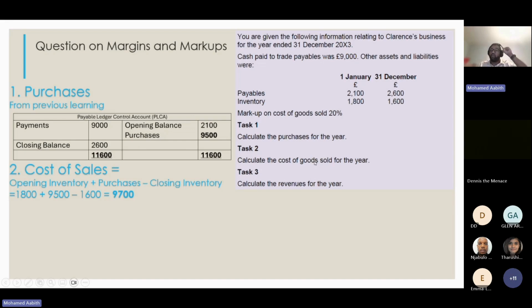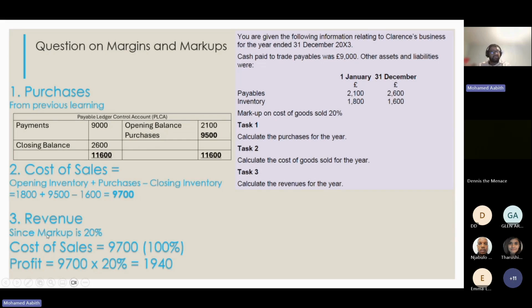Now rephrase it back. What we know about the sales revenue: it's going to be something we add on top of your cost of sales. So that means if this is going to be 100%, I'm going to add a 20% profit markup on the cost of goods sold. So let's put that here. I have revenue, since the markup is 20%, cost of sales times 20% is equal to 1,940 profit. So this profit now will be tacked on to your cost of sales to find the revenue figure of £11,640.